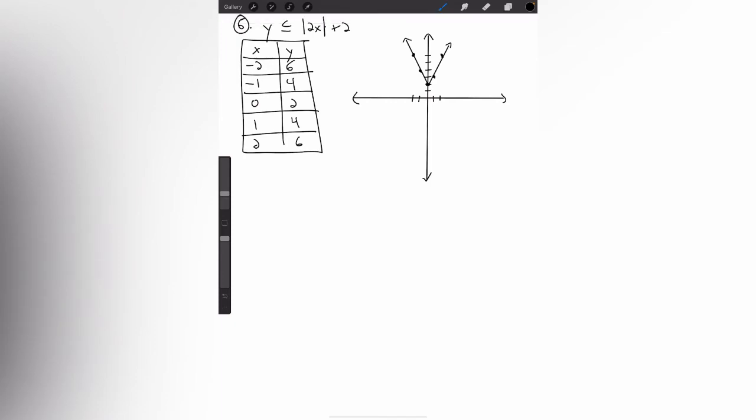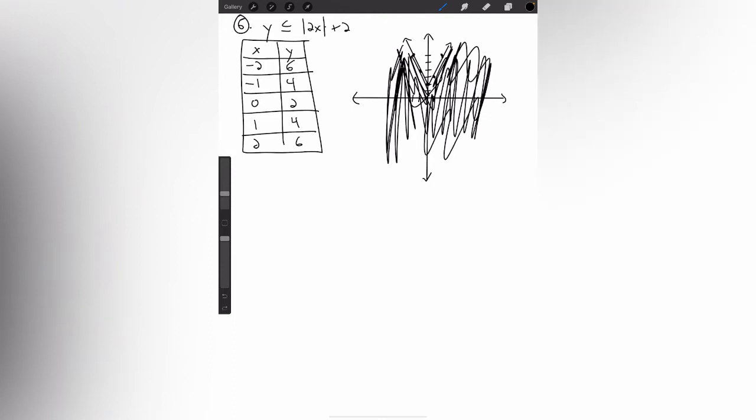Okay, and now we have less than or equal to, so all the values that are less than, so everything below our lines. So all of this, I'm just shading all of this in, showing that all of these values are what I'm looking for. So you shade in all of those values.